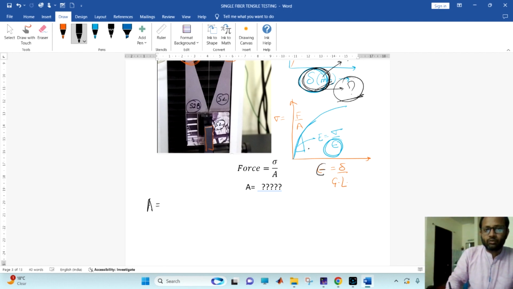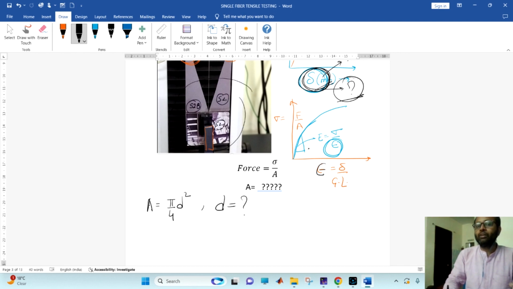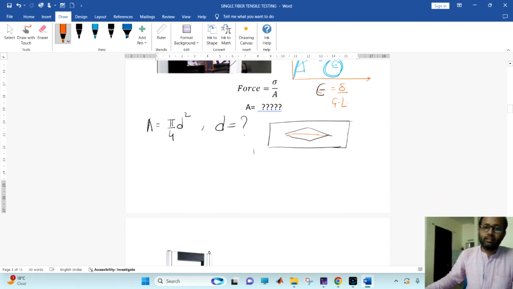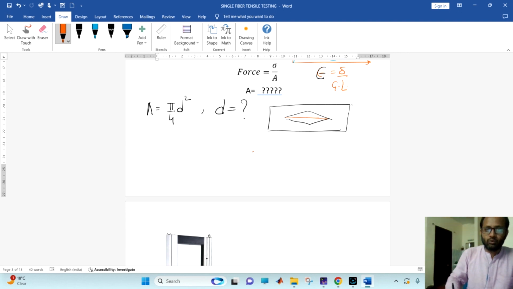This area is actually pi by 4 d squared. But I didn't tell you how to find this d, this diameter. After making these types of samples with the paper support, you have to keep the sample below the microscope and find out the diameter.